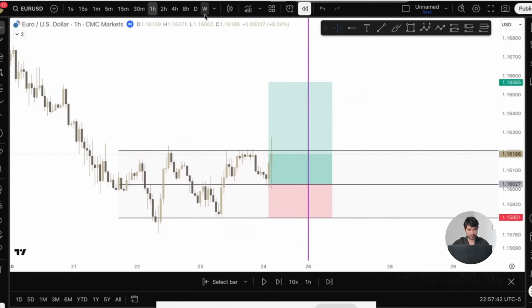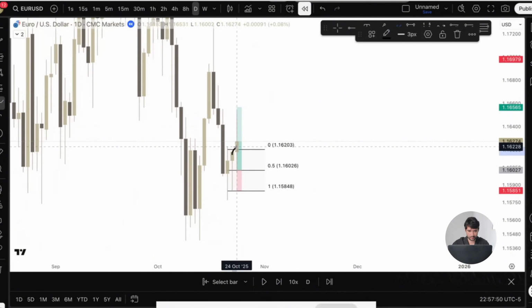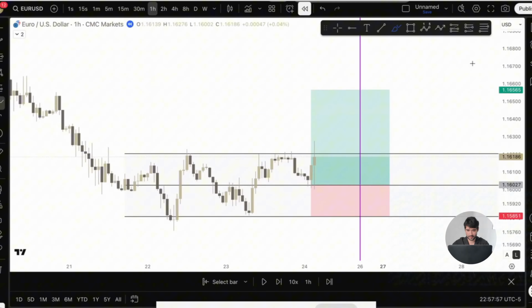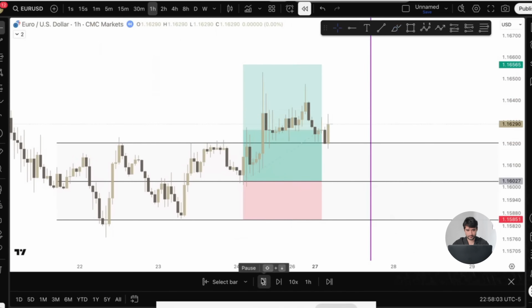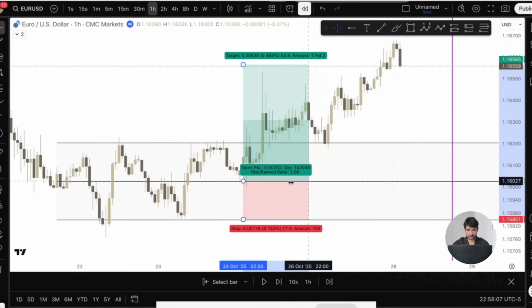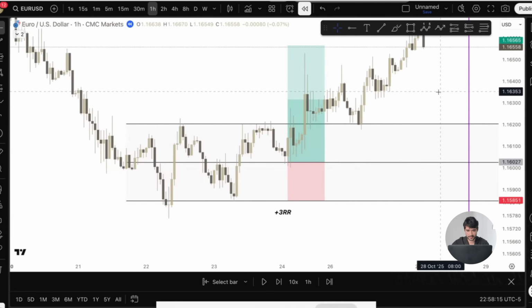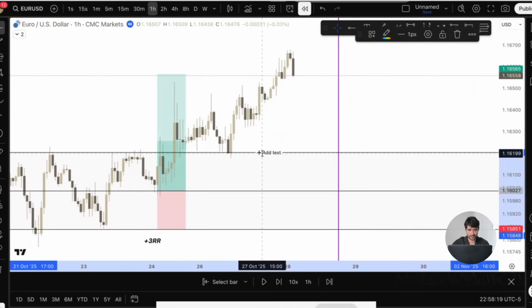And once we have that set, we want to come back to the daily. And as you guys can see, we have that schematic where we're breaking the high followed by a retest and a continuation. Now let's go ahead and come back to the hour, and we'll let price play out just so we can see if take profit is hit or not. Okay, so we do get profit on this trade. So we'll go ahead and denote that by a +3 RR. And that's going to be a +3 for the trade.